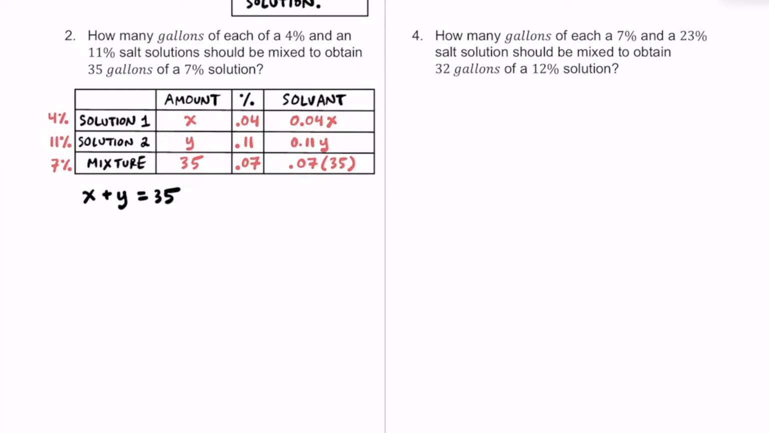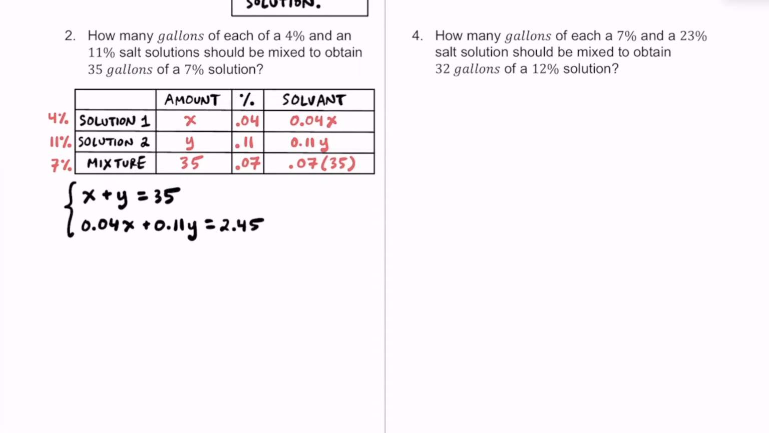So for this equation, let's go ahead and write 0.04x plus 0.11y. And that's going to equal this 0.07 multiplied by 35. Now on the right side here, we could actually just multiply this out. So 0.07 times 35, I'm just going to replace that with 2.45. So this right here would be our system that we can solve, right?